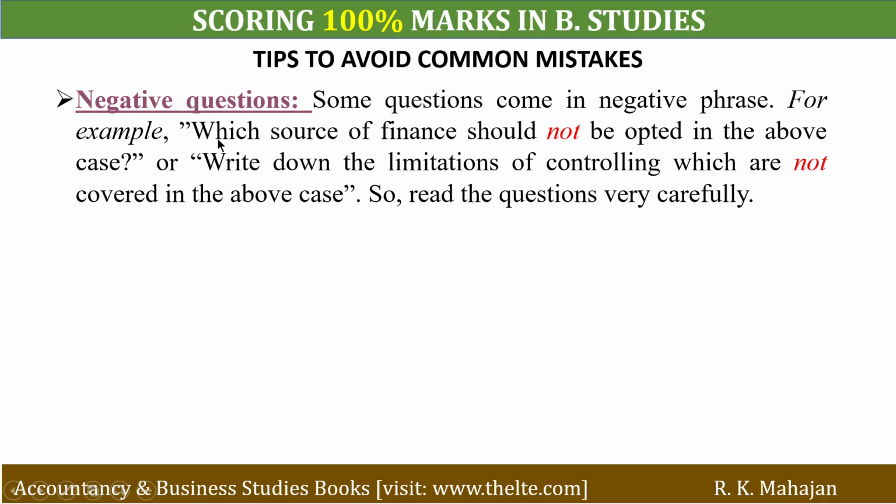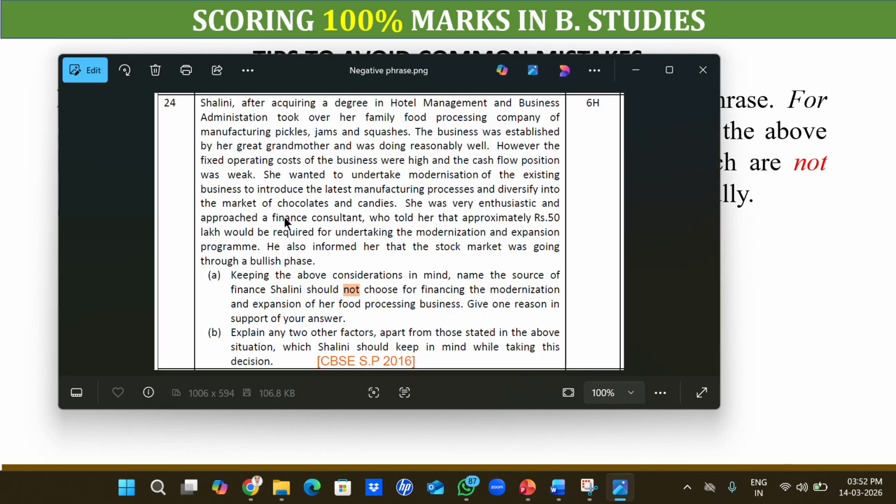Negative questions. Sometimes there is a negative phrase in the question. The question should be read very carefully, like here: which source of finance should not be opted for in the above case, or write down the limitations of controlling which are not covered in the above case. So read the question very carefully. Have a look at one question. After this case problem, it is asked, keeping the above consideration in mind, name the source of finance Shalini should not choose for financing the modernization and expansion. It means we have to see which source of finance she should not choose.